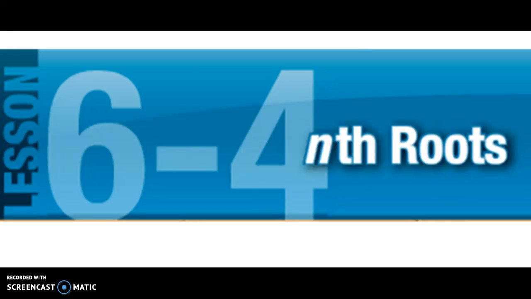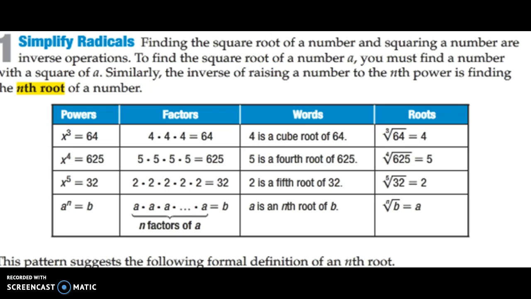Today we're going to be finding the nth root of different polynomials. Just like finding the square root is the opposite of finding a square, the nth root is finding the opposite or inverse of finding some number to the nth power. So if we have x to the third power equals 64, then the third root of 64 is going to be 4, because 4 times 4 times 4 is 64. So the third root of 64 is 4.